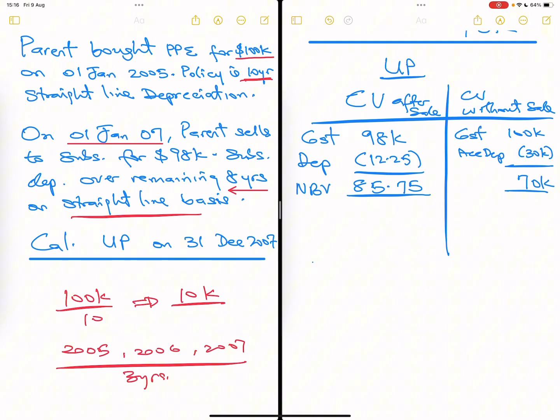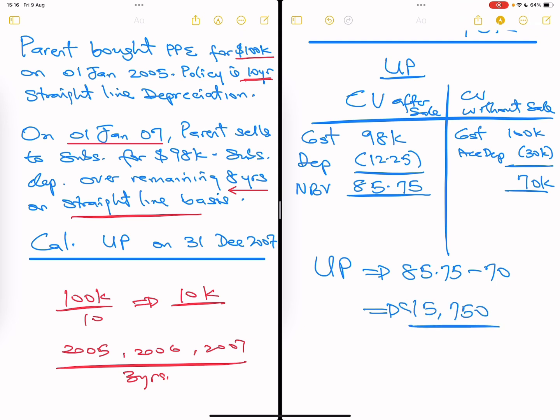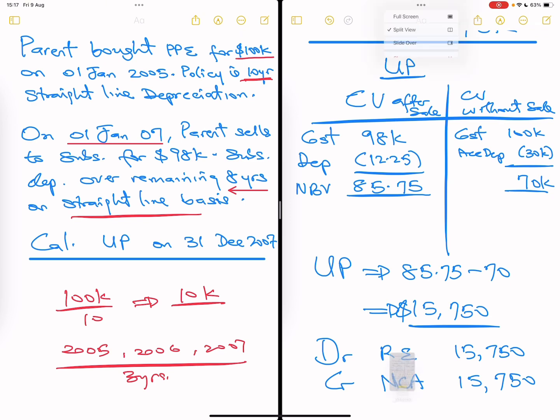In that case, our unrealized profit will be equal to 85.75 minus 70,000. And that will give us 15,750. That is the unrealized profit, and that is what we need to remove from retained earnings and also remove from non-current assets, PPE. 15,750. And that is it for intra-company transactions.